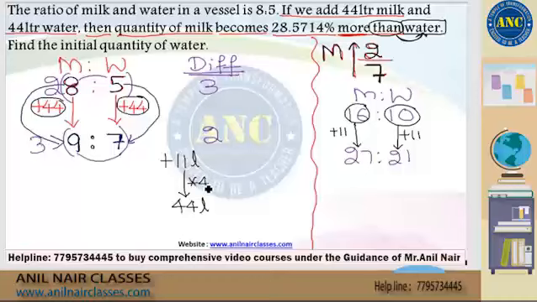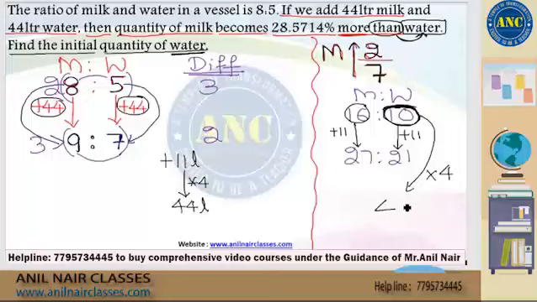What is the main statement, sir? Find the initial quantity of water. Water initially is how much? Initially water is 10 liters. That 10 also should be multiplied by 4. Answer for this beautiful question is 10 into 4, 40 liters.